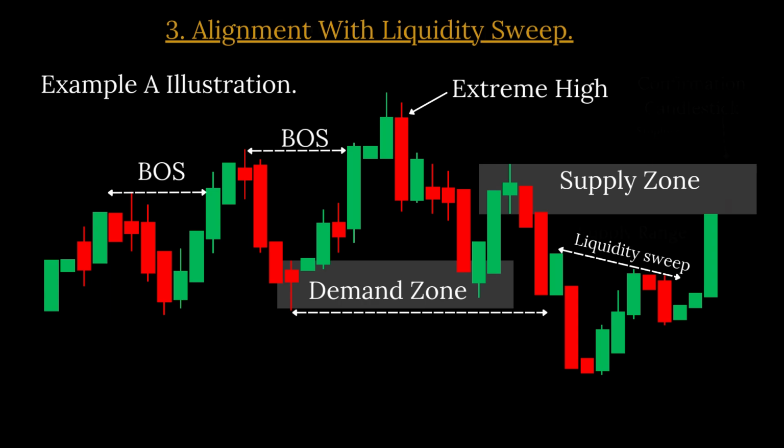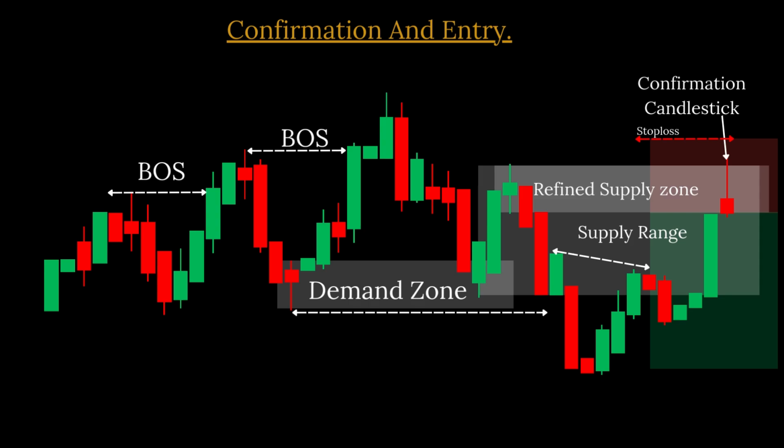Finally, confirmation and entry. To confirm and enter a trade at a flip zone, watch for reversal candlestick patterns, such as a shooting star, bearish or bullish engulfing, or pin bar, as these formations indicate rejection and institutional defense of the flip zone. Or go to a lower time frame and enter on a change of character and place the stop loss a few pips above or below the zone.